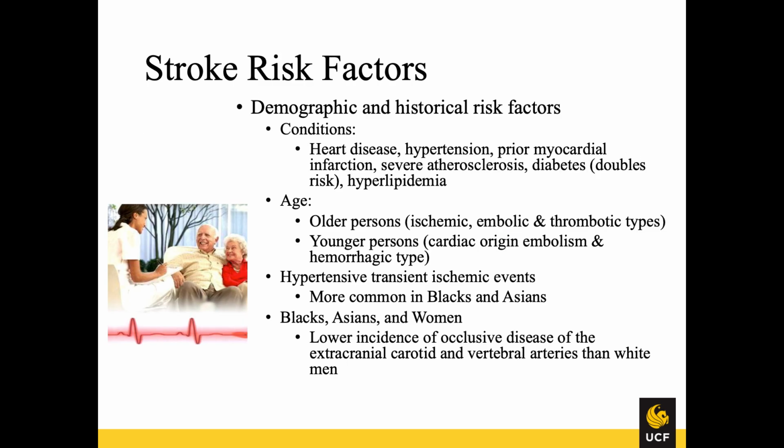Very important takeaway. What are the risk factors for stroke? We talked about some of these, and I told you I was going to get into them a little bit further as we moved into the lecture. Heart disease, hypertension, prior myocardial infarction, severe atherosclerosis, diabetes. Diabetes just by itself doubles the risk of having a stroke. Sugar damages the blood vessels. Sugar strips the tunica intima. It inflames the tunica intima significantly. It is a major risk factor for stroke.